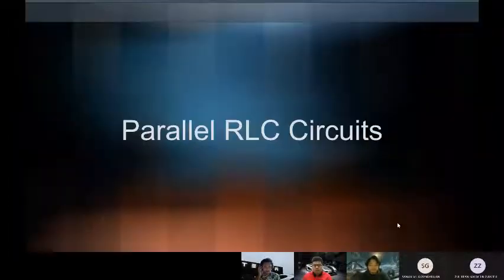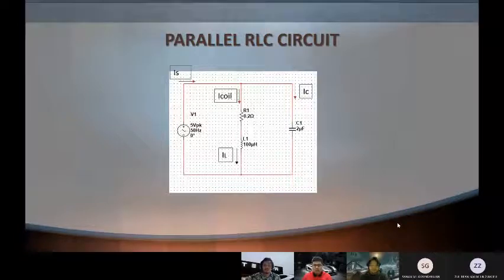I will present about parallel RLC circuit. This is the circuit, a parallel RLC circuit, where the source is 5 volt and the frequency is 50 hertz, the resistor is 0.2 ohm, the inductance is 100 micro Henry, and the capacitor is 2 microfarad.